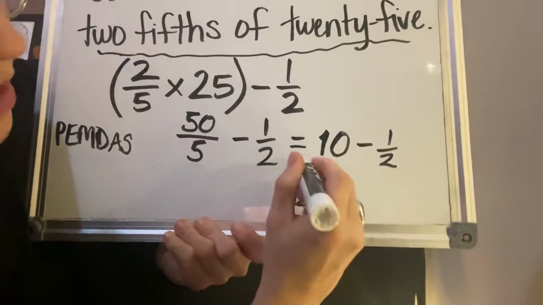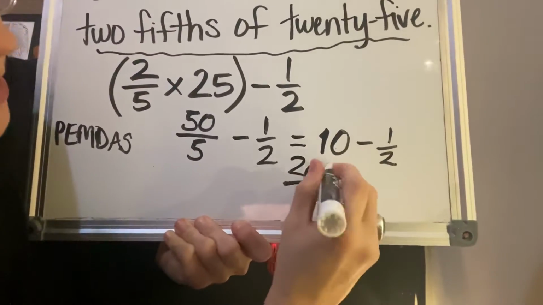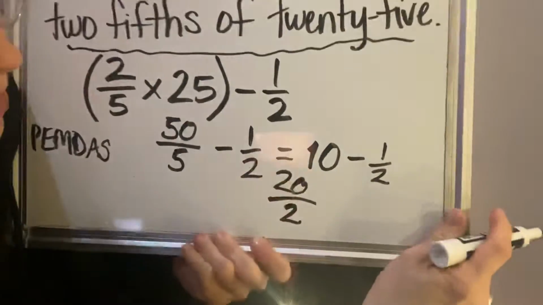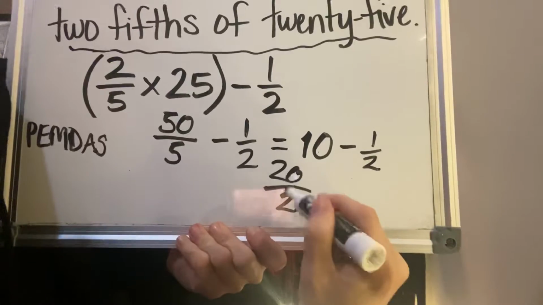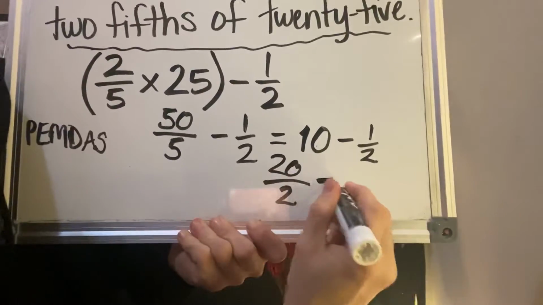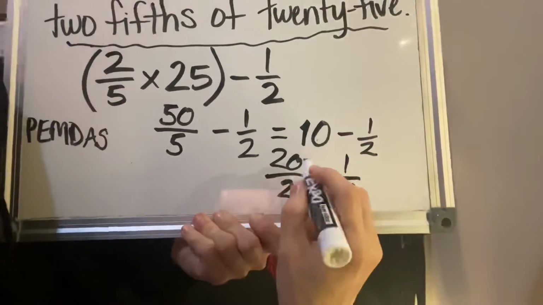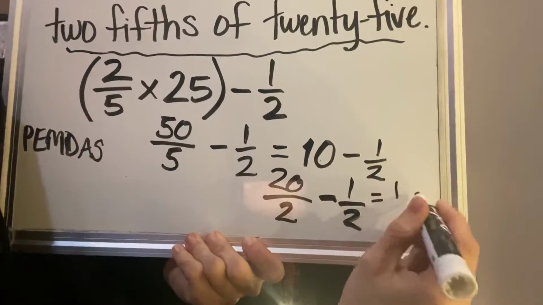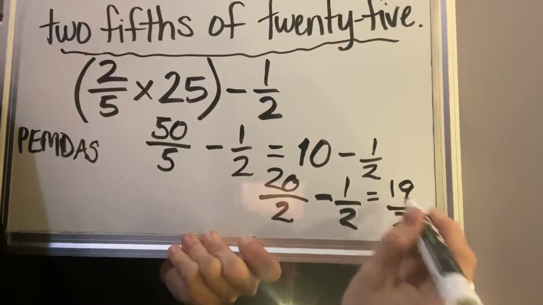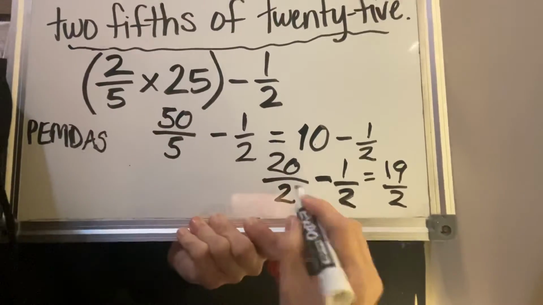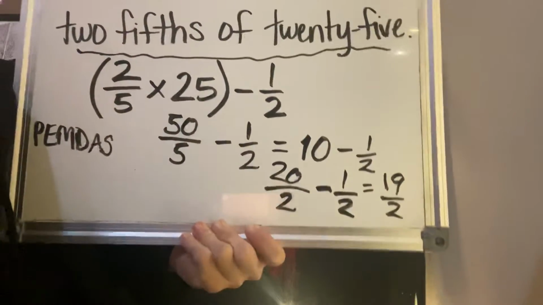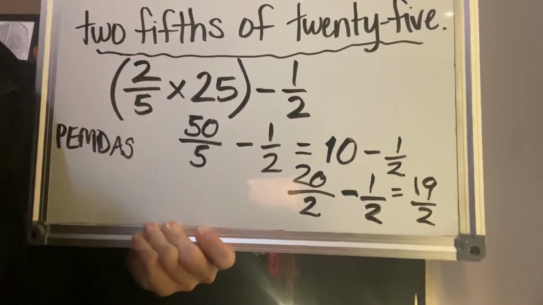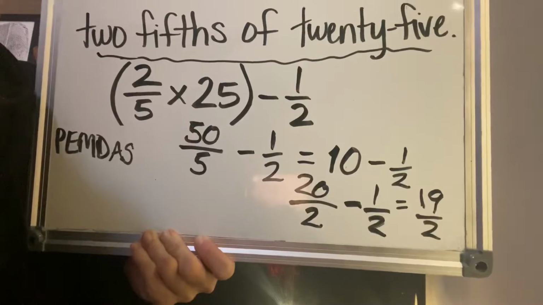What's 10 times 2? 20. So 10 is the same thing as saying 20 halves, or 20 divided by 2. Perfect. So 10 is now the same as 20 halves. So we can have this both in halves. 20 halves minus 1/2 gets us 19 halves. We have the same units, same denominator, so now we can add or subtract. 19 halves. Beautiful. That answer is okay, but that's also an improper fraction.